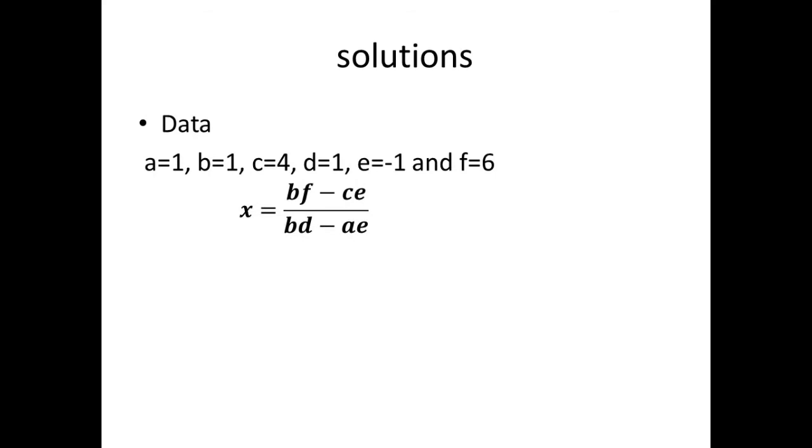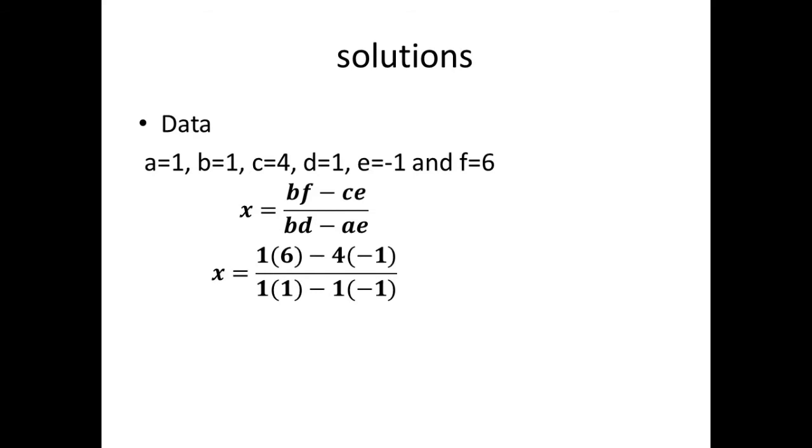We get our formula, which is x is equal to bf minus ce divided by bd minus ae. From there, we just substitute: where there's b, you put the value of b, where there's f, you put the value of f, where there's c, you put the value of c, where there's e, you put the value of e, and so on. So we have 1 multiplied by 6, then minus 4 multiplied by -1, divided by 1 times 1 minus 1 times -1.